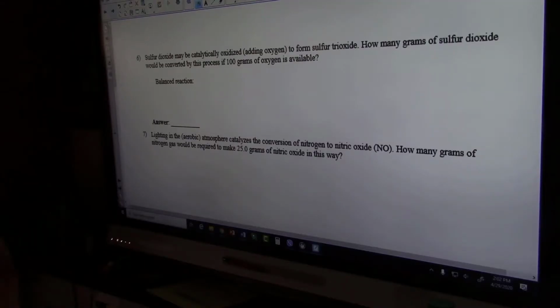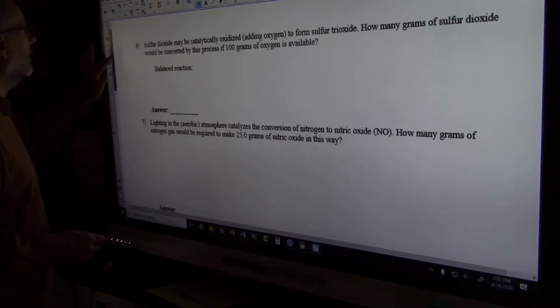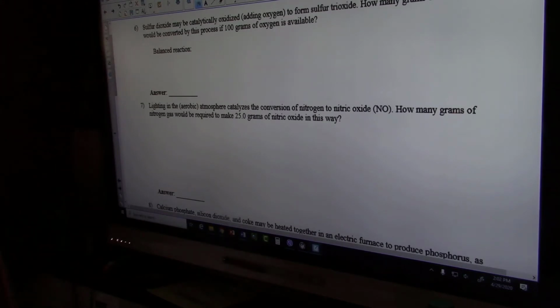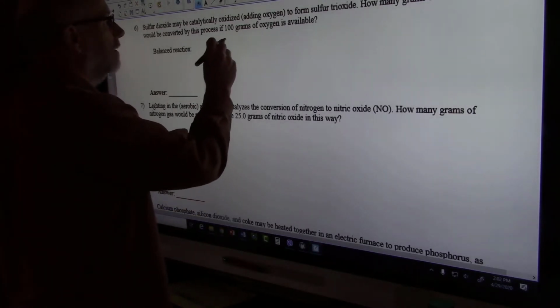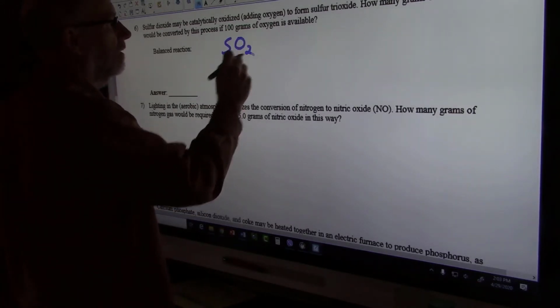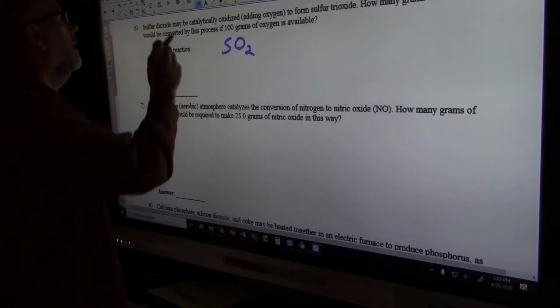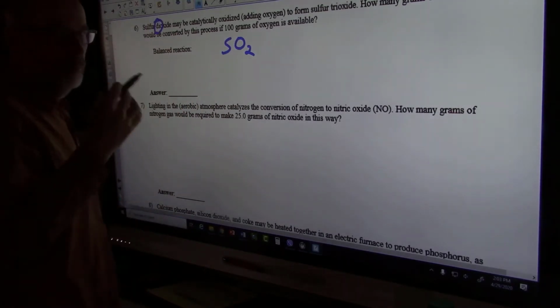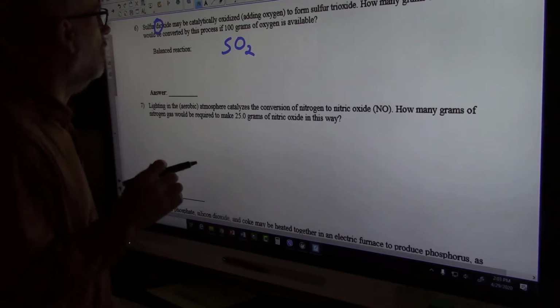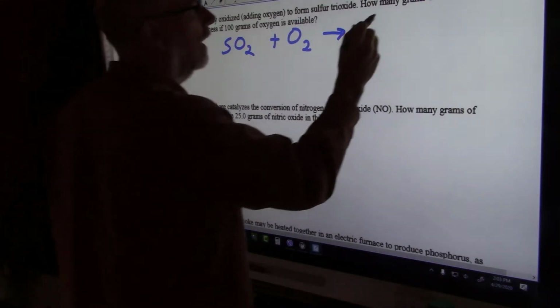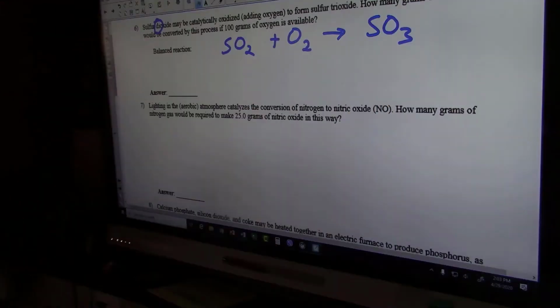Okay, it's page 2 of Sophisticated Stoichiometry. Sulfur dioxide may be catalytically oxidized, adding oxygen, to form sulfur trioxide. Well, the reaction is sulfur dioxide. Sulfur's from the right, oxygen's from the right. I spy with my little eye, mono, di, tri, tetra. Oh, it sticks and springs and the little ball things. Sulfur trioxide, SO3. How many grams, blah, blah, blah, blah.